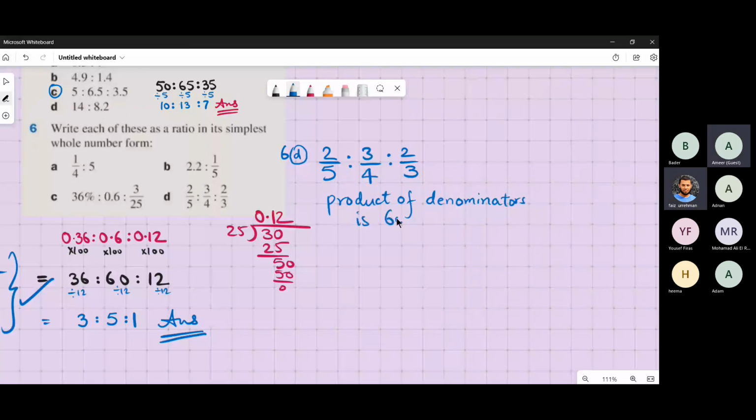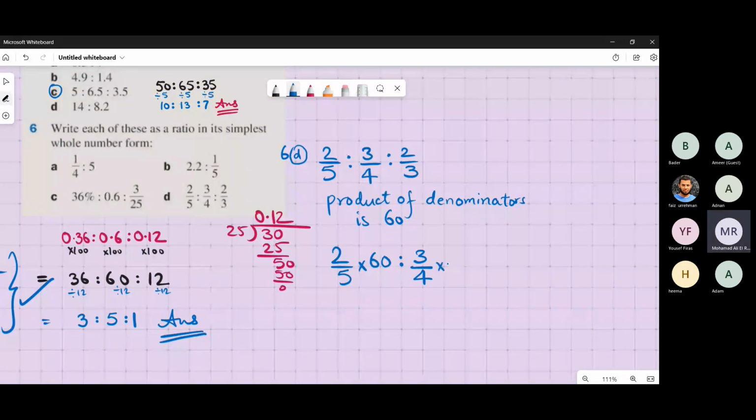is 60, correct? Now what you do, multiply each guy by 60, to keep the balance. 2 over 5, then 3 over 4. 120 over 5 equals 24 and 4. So the first one will be 24. So what are you going to get? First one, 24.